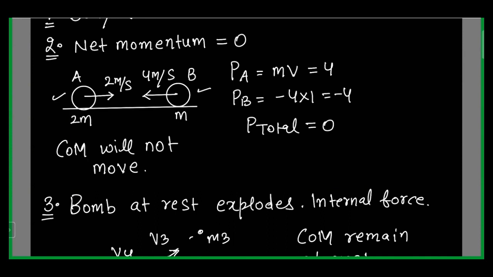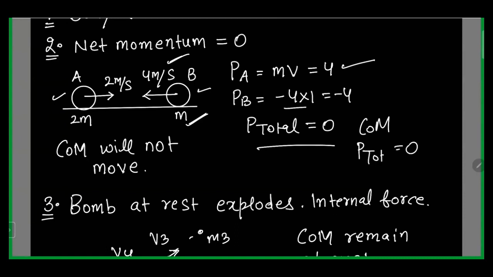What is the momentum of body A? Mass into velocity, which is 4m. And what is the momentum of body B, which is mass into velocity, which is m into -4, which is -4m. So what is the total momentum of the system? It is 0. Individual bodies A and B are both moving, but your center of mass will not be moving because the total momentum is 0.